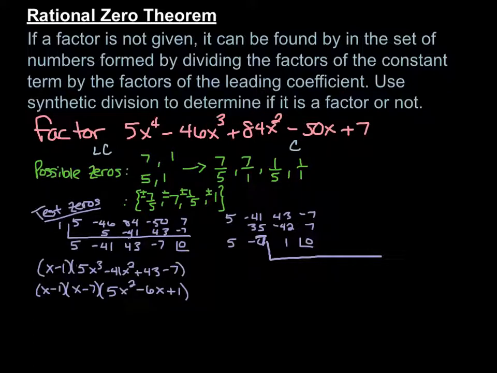So we have x minus 1, x minus 7, factors of 5 that multiply to 5, and factors of 1. They multiply to a positive and add to a negative, so they're both going to be negative. And there we go. Now it's completely factored.